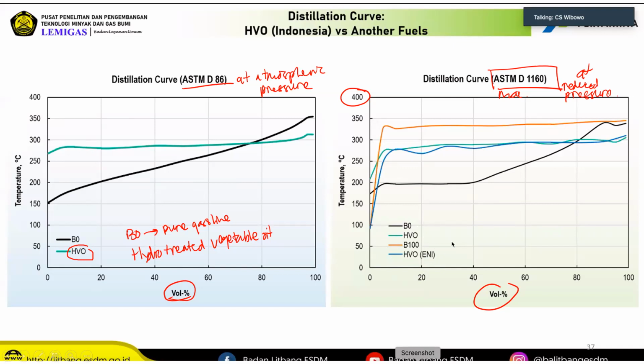So we can have a look through here that all of the fuels already fulfill the requirements, because the maximum temperature reached for all of the fuels in here is actually below the maximum standard that is set by the ASTM. So all of the fuels in here can be used based on this distillation temperature.